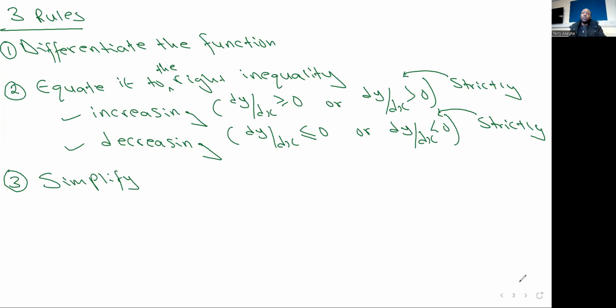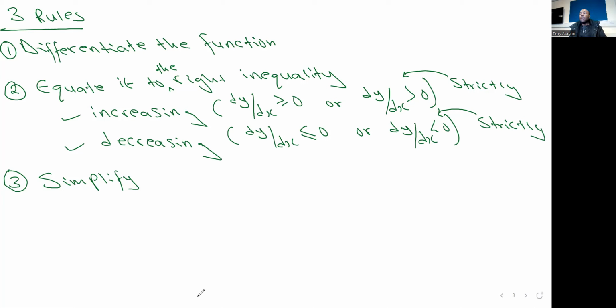So the first thing you do, you differentiate the function. I've shown you all the mechanisms of differentiating. I think I did about 15 mechanisms. All right, so go back and make sure you review the 15 mechanisms. After you've done that, you have to equate it to the right inequalities. If it's increasing, it's greater or equal to 0. That is for dy over dx. But if it's strictly increasing, it's just greater than 0. If it's decreasing, it's less than or equal to 0, or just less than 0 if it's strictly decreasing. And after that, you then simplify.